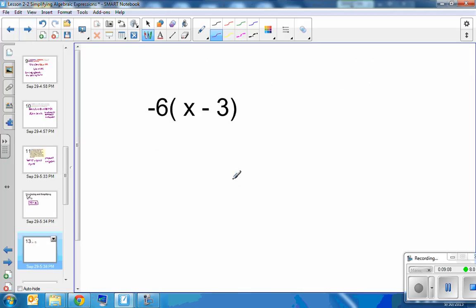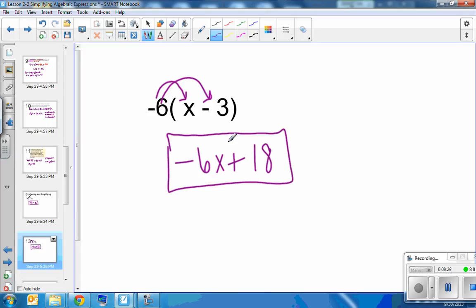So let's look at this one. I have a negative 6. I'm going to give it to this term, and then I'm going to give it to this term. So negative 6 times x is a negative 6x. A negative 6 times a negative 3, 2 negatives gives me a positive 18. So I'm going to use that positive 18 as my plus sign and to let me know it's positive.